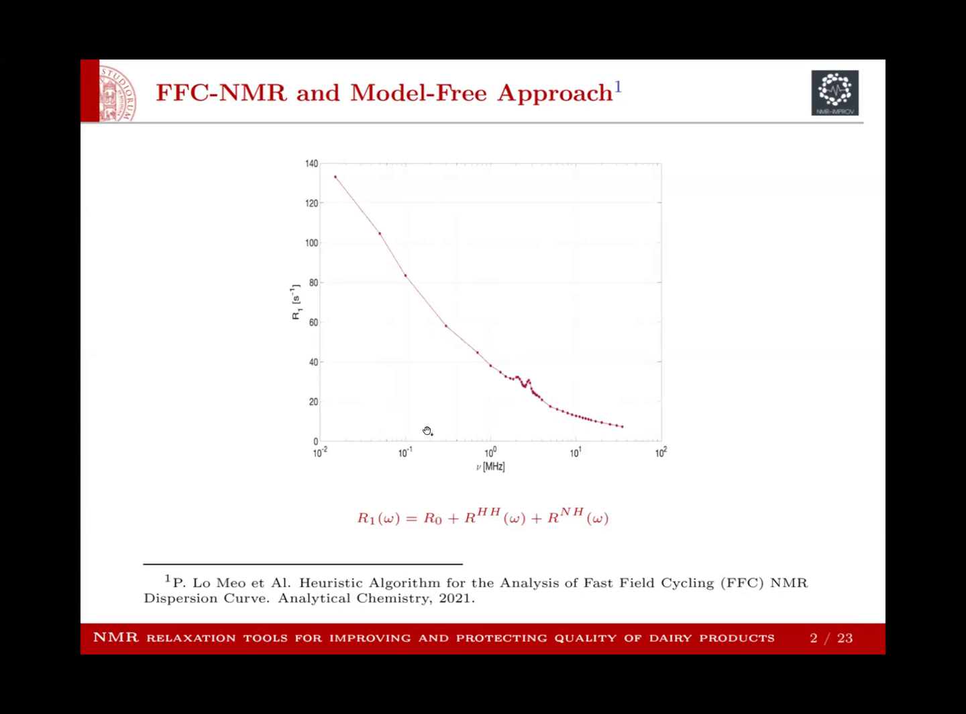Okay. So the technique consists in rapidly changing the intensity of this magnetic field, the polarizing magnetic field, and acquiring the relaxation rate, R1, as a function of the Larmor angular frequency. In this figure, an example of this relaxation rate is shown. And this rate can be represented as a linear combination of spectral density functions of the motion modulating the interactions.